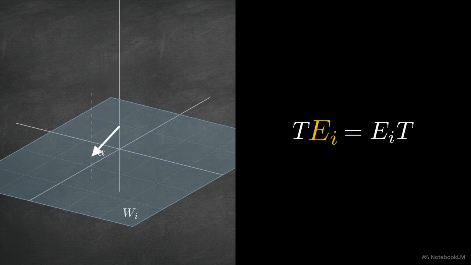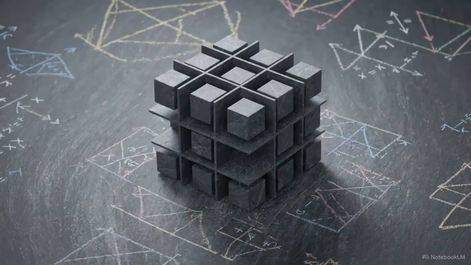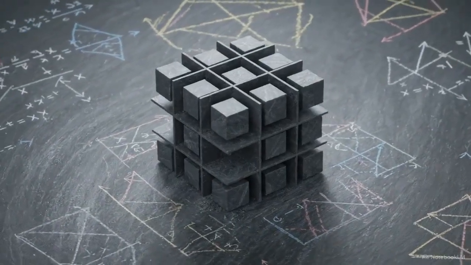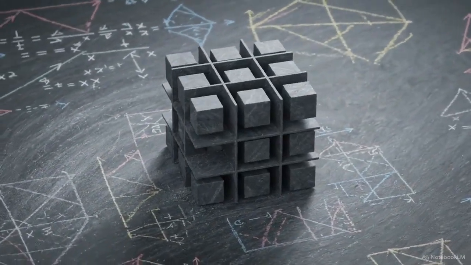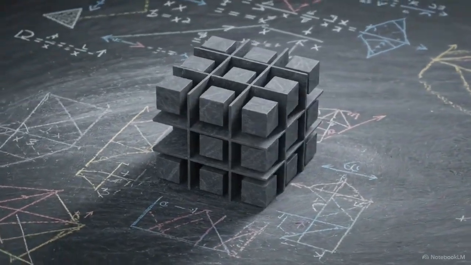On the left side, TEi represents projecting a vector into the subspace first, then applying the transformation. On the right side, EiT represents transforming the vector in the whole space first, then projecting the result into the subspace. Commutativity means both paths lead to the same geometric coordinate. Theorem 10 provides the precise algebraic test for geometric stability. It allows us to verify invariant structures using only operator equations.